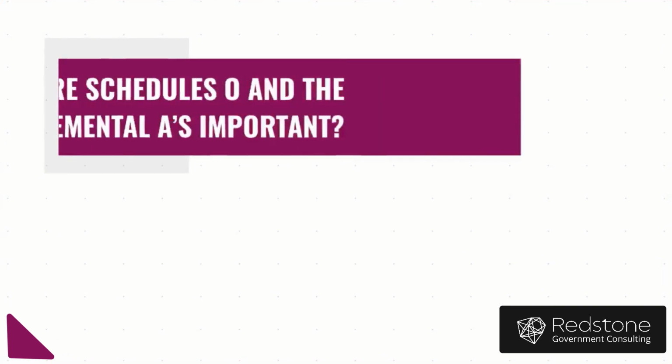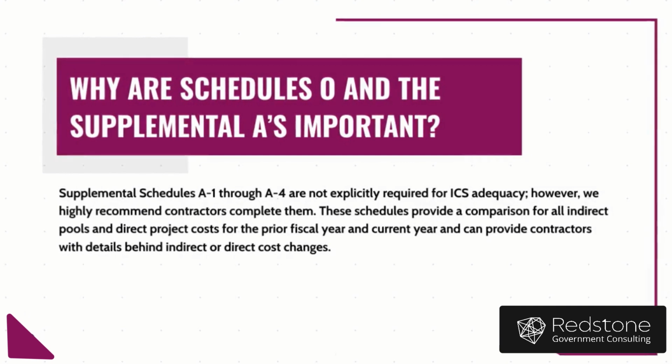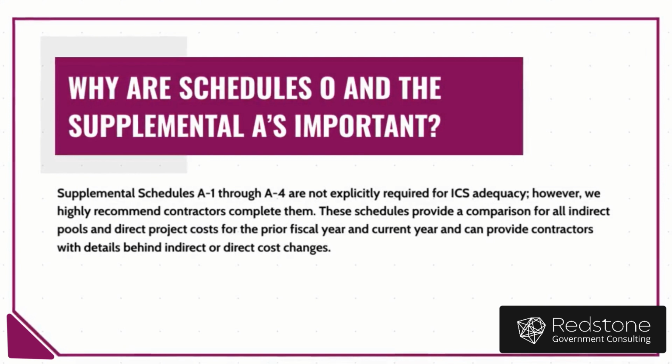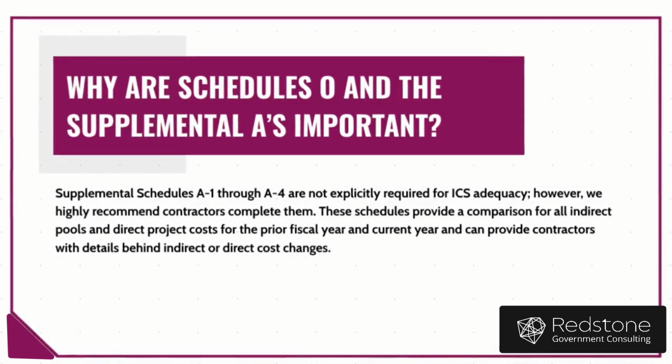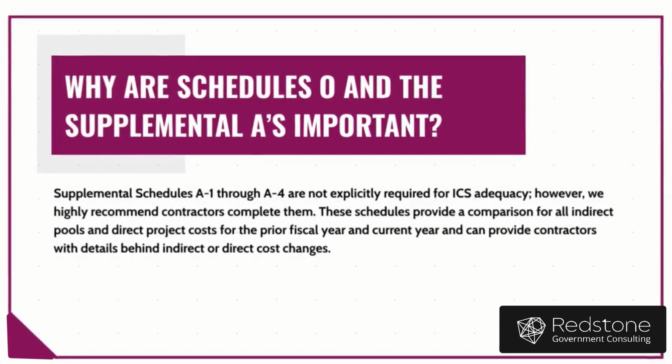Supplemental schedules A1 through A4 are not explicitly required for ICS adequacy. However, we highly recommend contractors complete them. These schedules provide a comparison for all indirect pools and direct project costs for the prior fiscal year and current year, and can provide contractors with details behind indirect or direct cost changes.